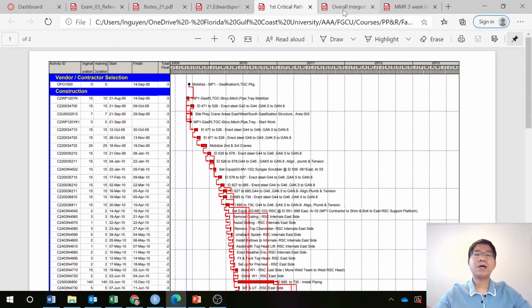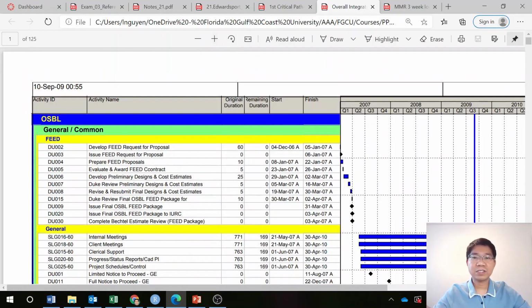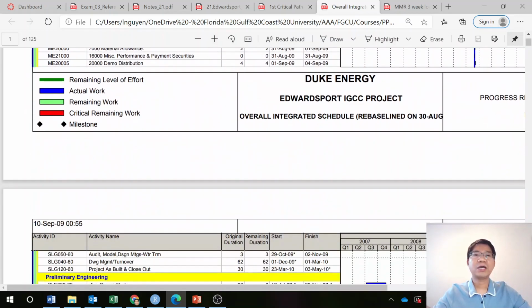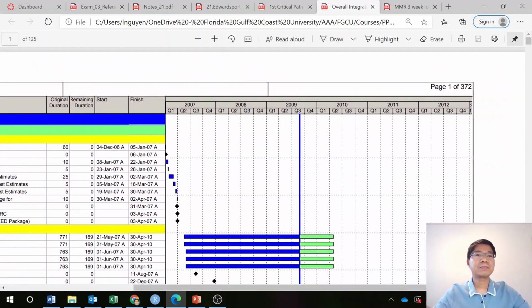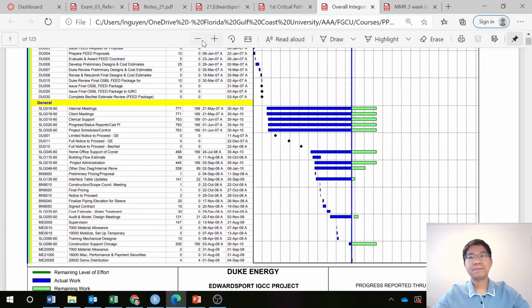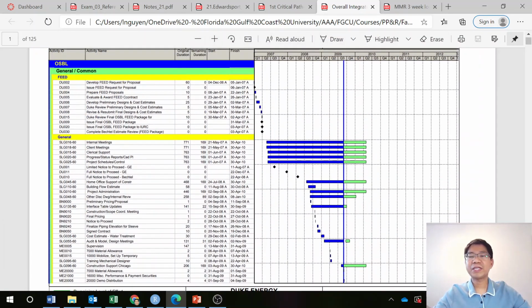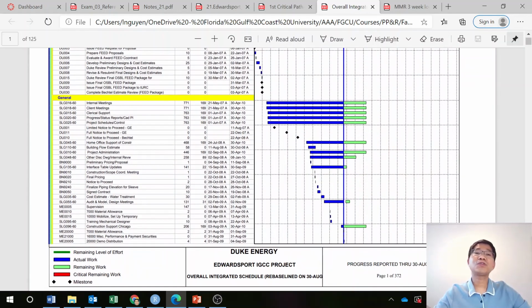And then you have the detailed schedule that addresses all of the activities in the master schedule and breaks them down further to the lower level. As you can see here, look at the pages that we have for this same project, the Duke Energy Edwardsport power plant project. For this project, you see the number of pages, 372 pages. And let's see how many activities are in one page. If you count it, about 30 to 40 activities.